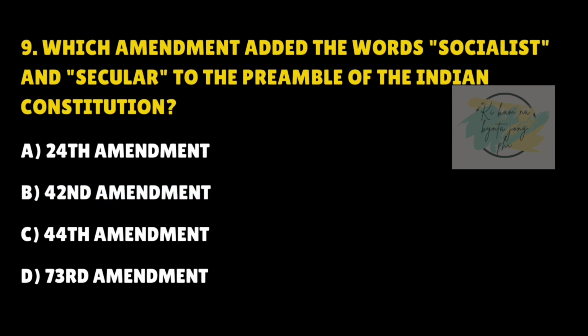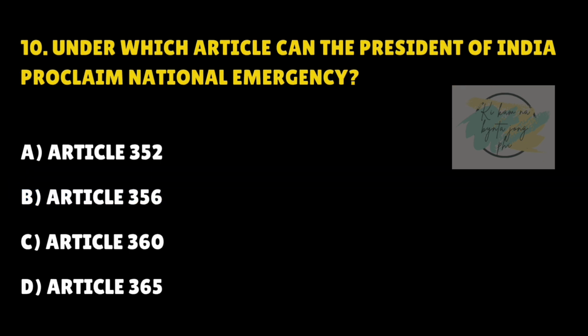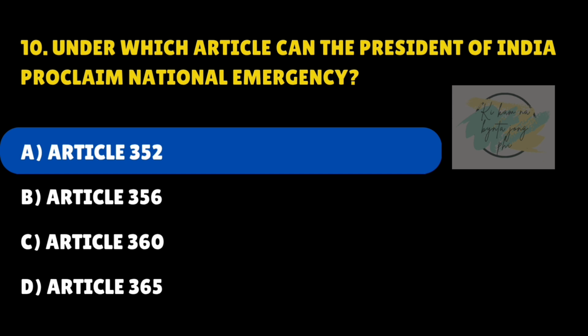Which amendment added the words socialist and secular to the preamble of the Indian Constitution? The 42nd Amendment. Under which article can the President of India proclaim national emergency? Answer is A. Article 352.